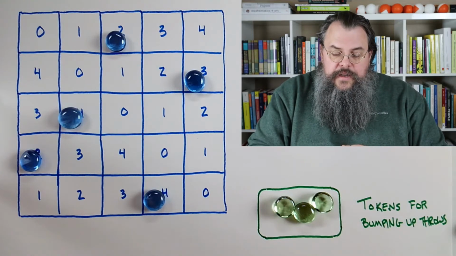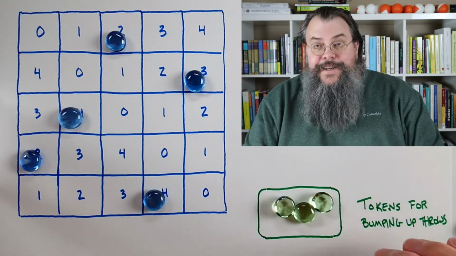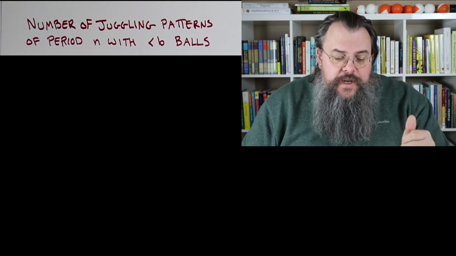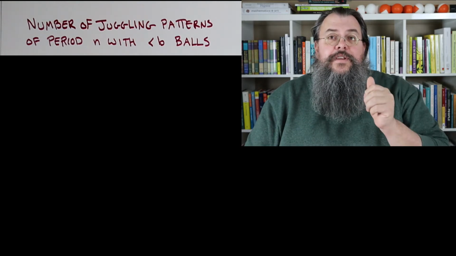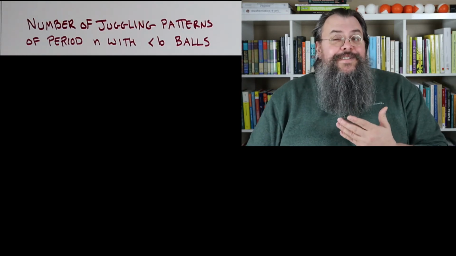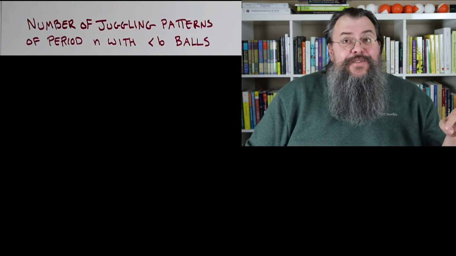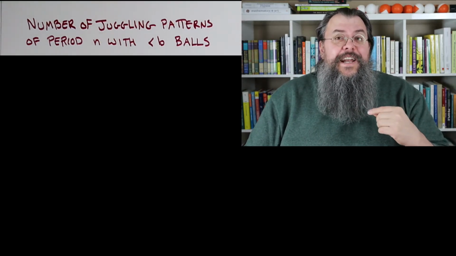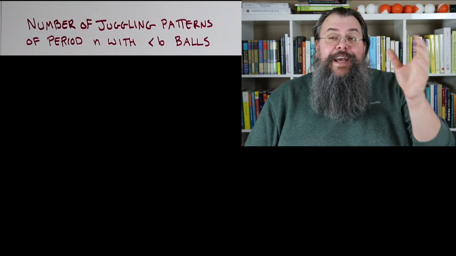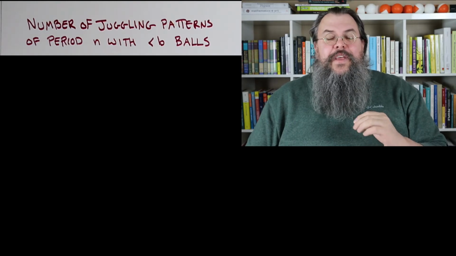All right, let's look at our answer. How many juggling patterns are there with period n and with less than b balls? Now, you might ask the question, why are you specifying less than b balls? That seems like a really weird constraint. And the answer is that the answer is nice if we specify it that way. And so that's the reason.